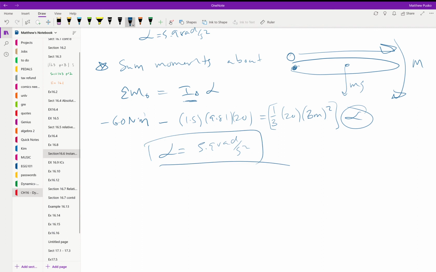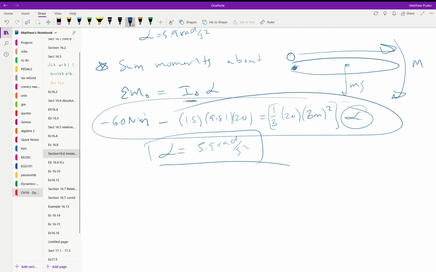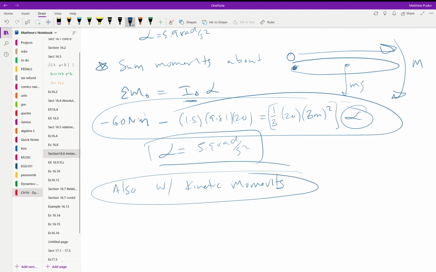So that was a one equation problem, we just figured it out. You can also solve with kinetic moments. Take a look at that in your book. You get the same exact answer. Very similar to this one. I think knowing this method would be better than knowing all three, in my opinion.